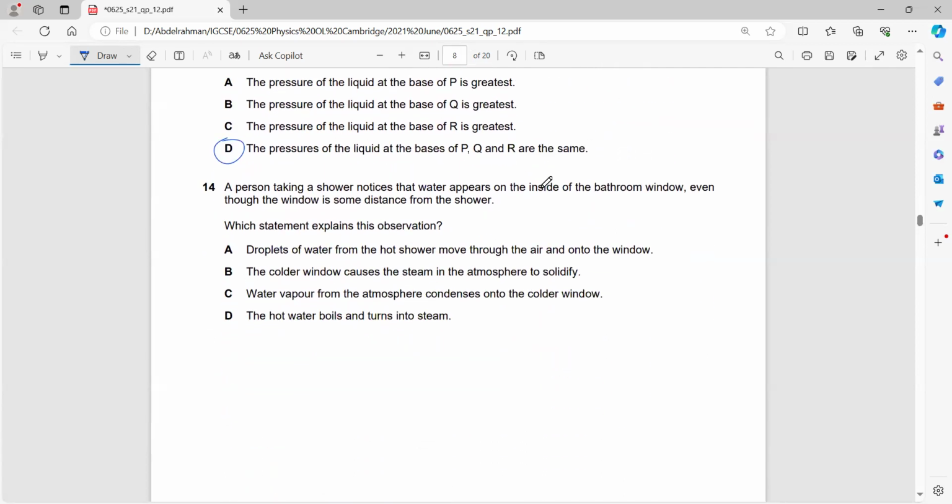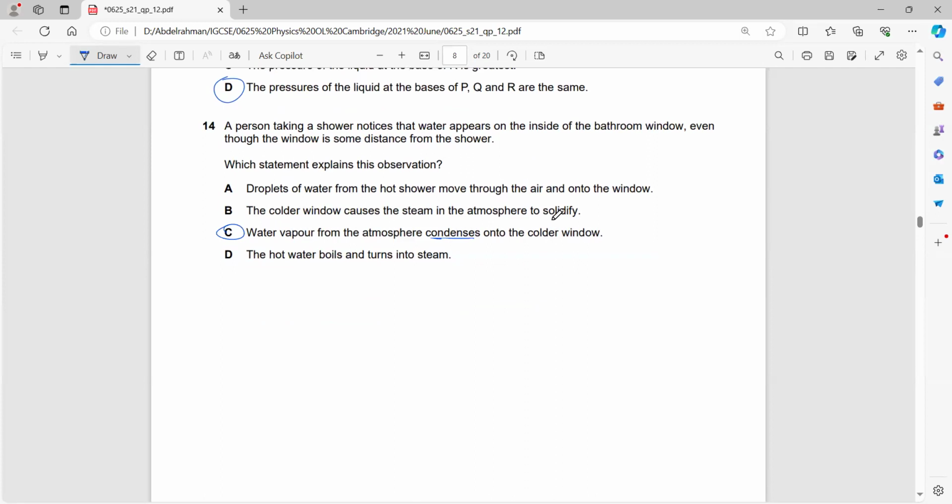A person taking a shower notices that water appears on the inside of the bathroom window, even though the window is some distance from the shower. Which statement explains this observation? Why does he have some water droplets on the window? Definitely, it is due to condensation. Water vapor from the atmosphere condenses onto the colder window. Correct. Okay, good.